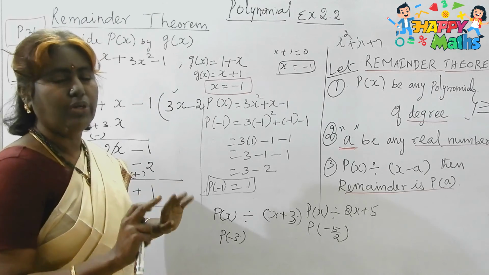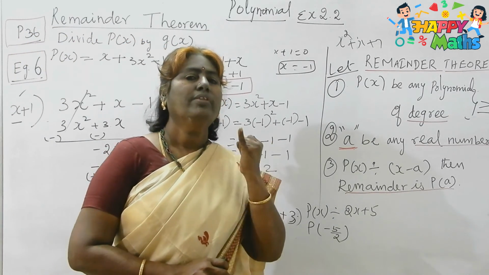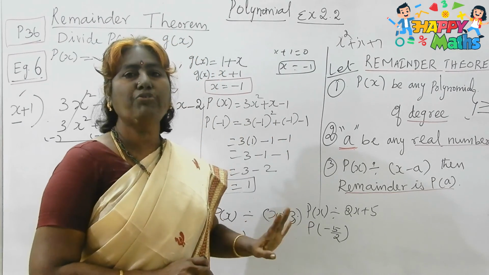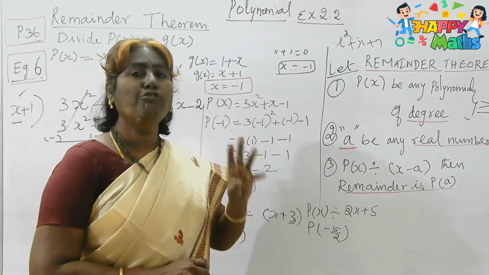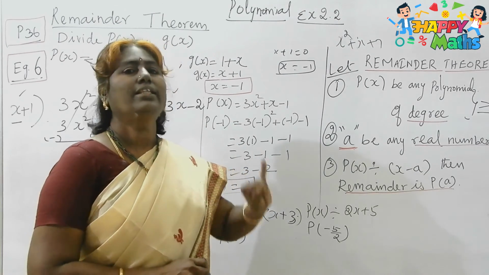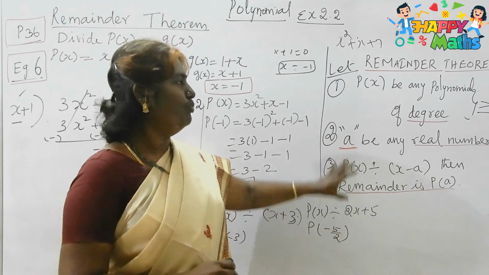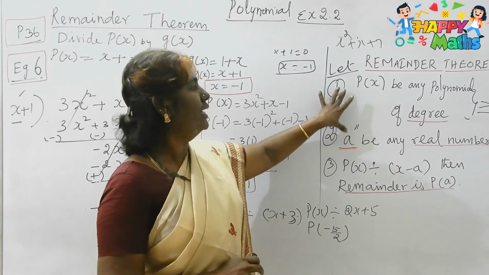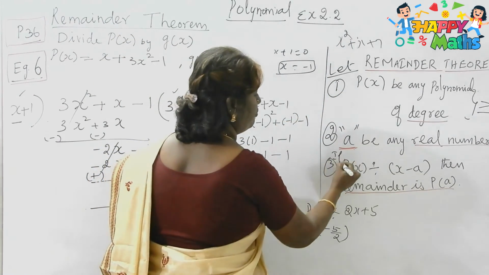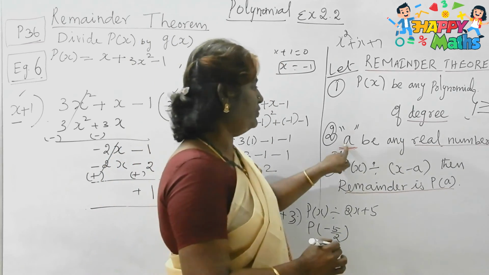That is telling you. Okay, now let me repeat the remainder theorem. What is the first point now? Can you remember? It is on the board only, no? Let p of x be any polynomial of degree greater than or equal to 1. That is the first rule. Okay, then the second rule is a be any real number. If both the conditions are satisfied, then if p of x is divided by x minus a with the help of this real number.